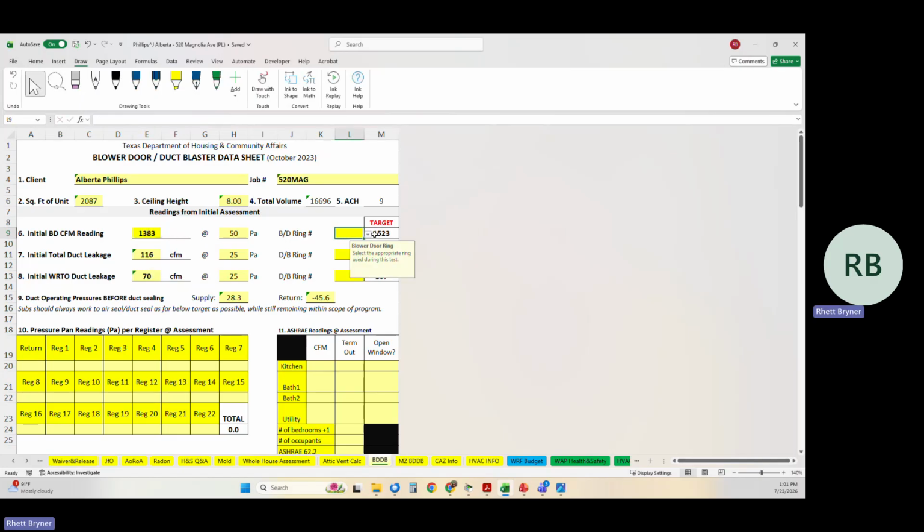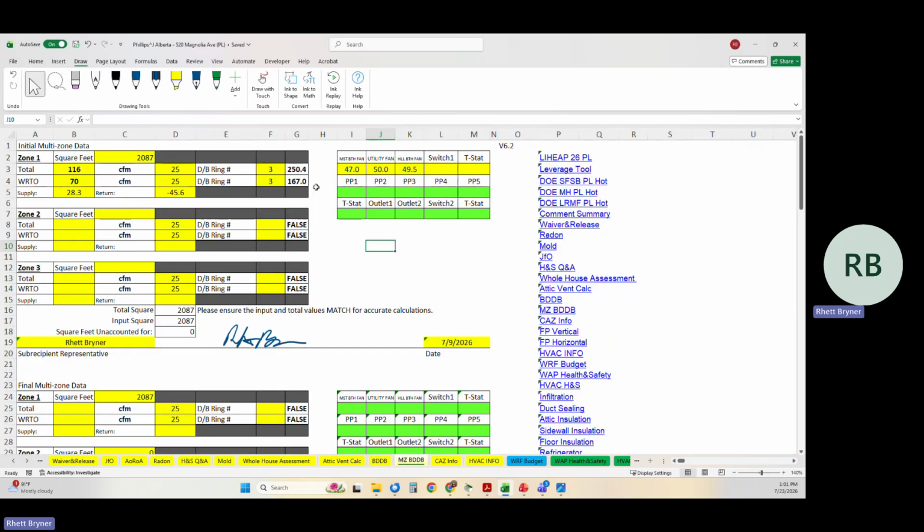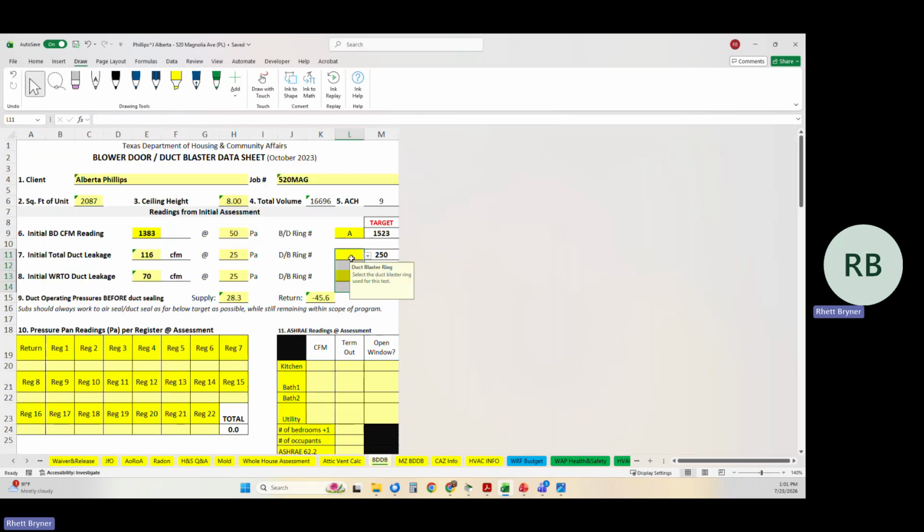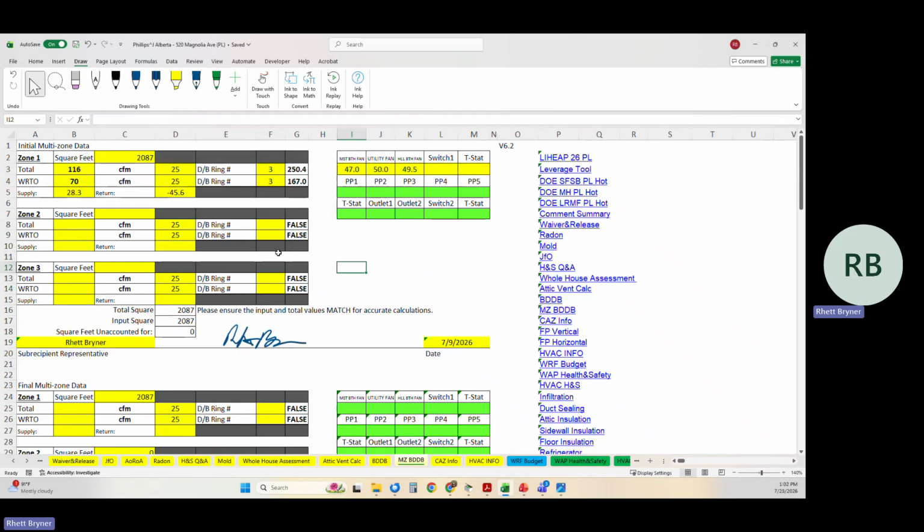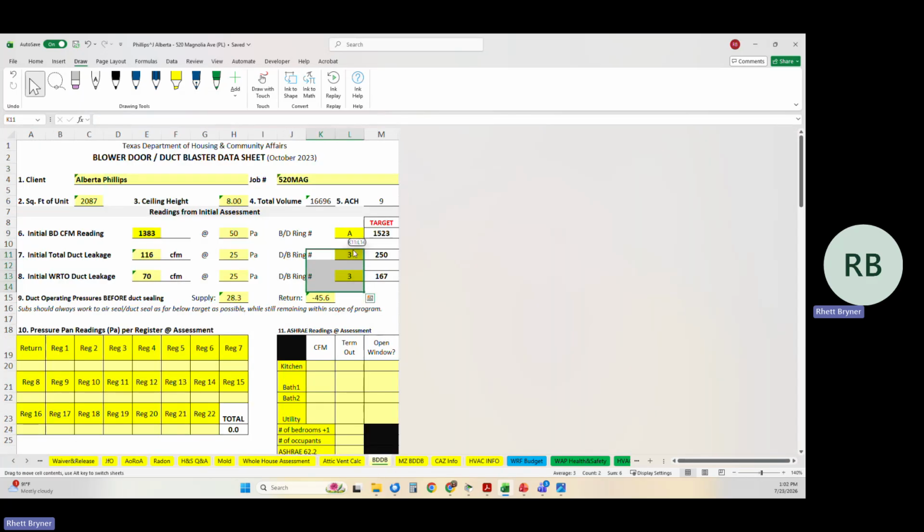And then you're going to select your ring here. You'll select ring A. This part's a little annoying. You do need to enter that it was ring 3. You have to put ring 3 here as well. That's separated because with a multi-zone, you could have multiple rings for different settings. And so that's why it doesn't automatically carry over for this part.